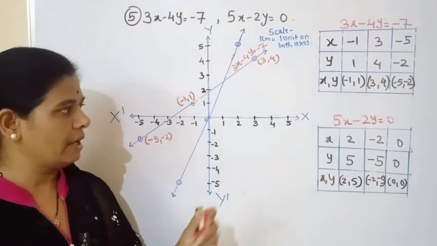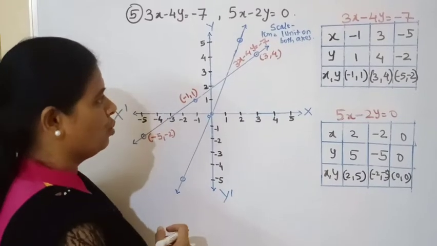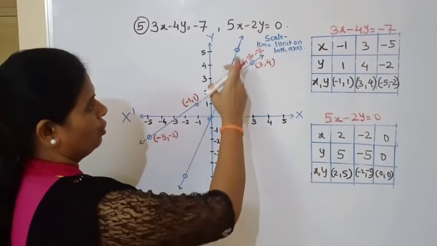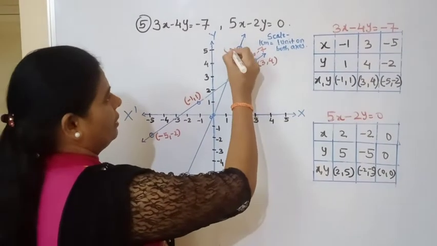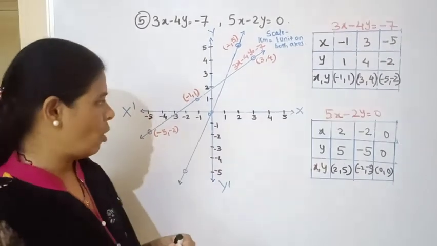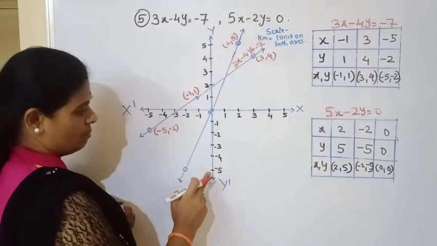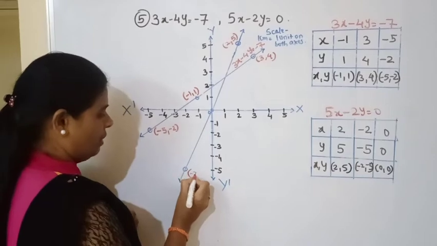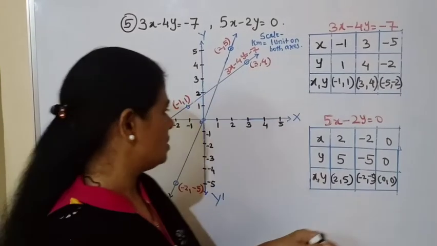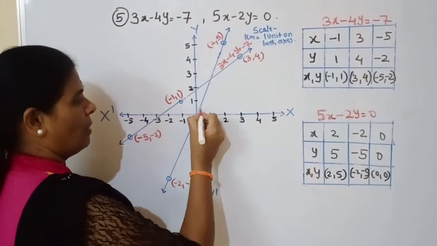Now we will move towards the second equation, 5x minus 2y equal to 0. Here our first point is 2 comma 5. So x axis 2, y axis 5. So I will write the coordinates 2 comma 5. Second point is minus 2 comma minus 5. So x axis minus 2 and on y axis minus 5. Now third point is 0 comma 0. So you can see here is our origin where you have to plot 0 comma 0.